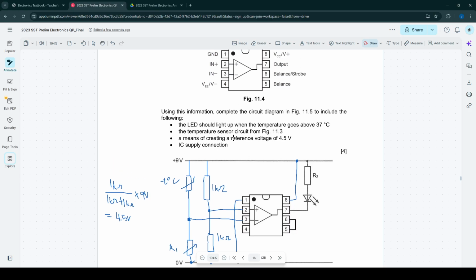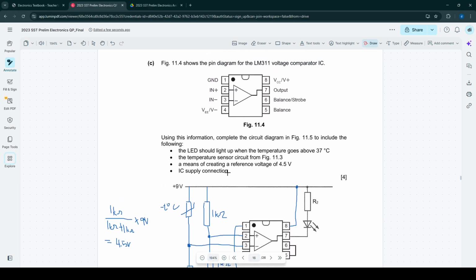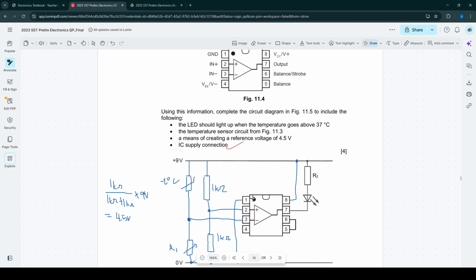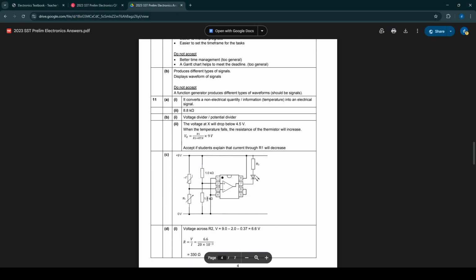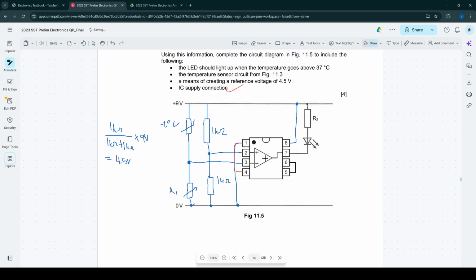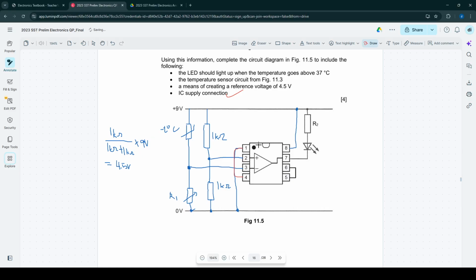Okay, 1 point should go to each thing. So I will mark IC supply connection is definitely there. And they didn't ask you to connect this, so I guess I'll give that to you. Did they? Oh, they connected it here though. You know, it's fine. A means of creating a reference voltage of 4.5. This voltage divider creates 4.5 volts.